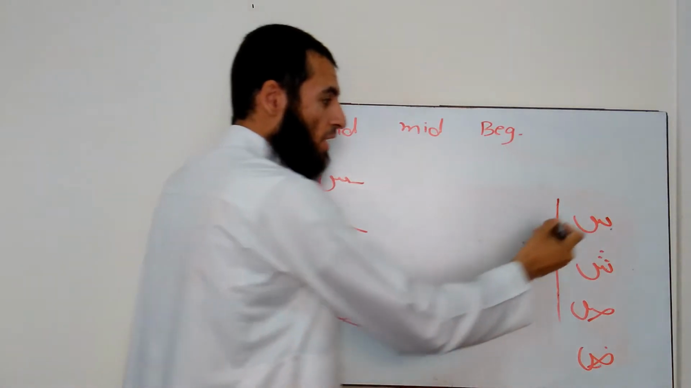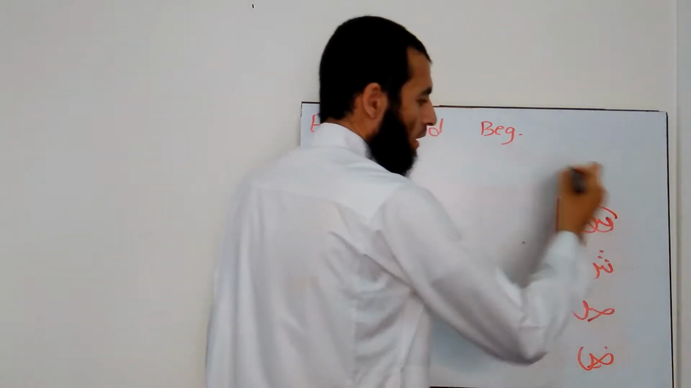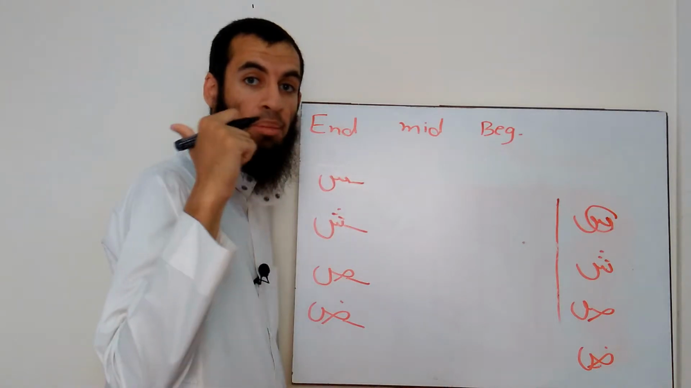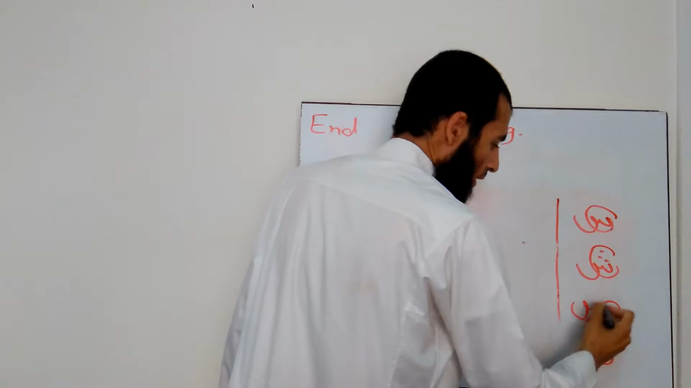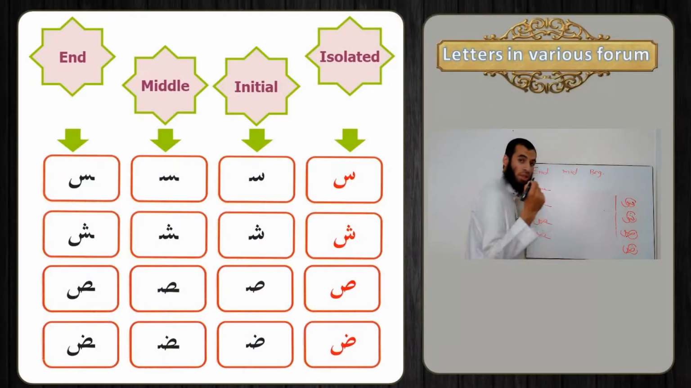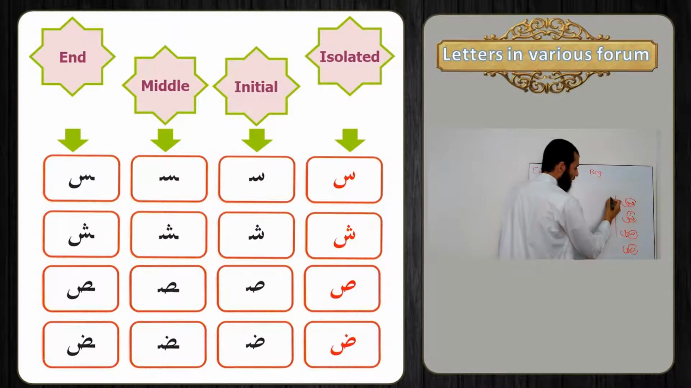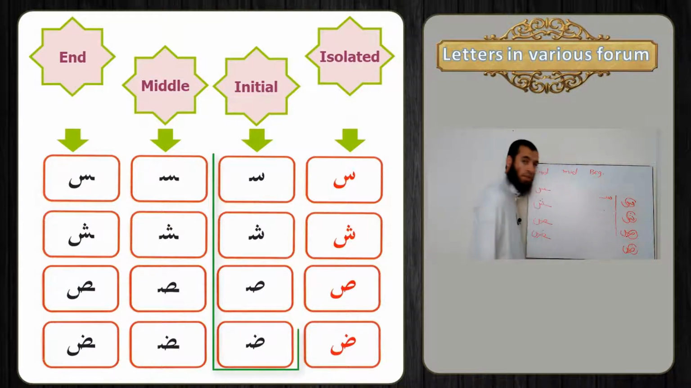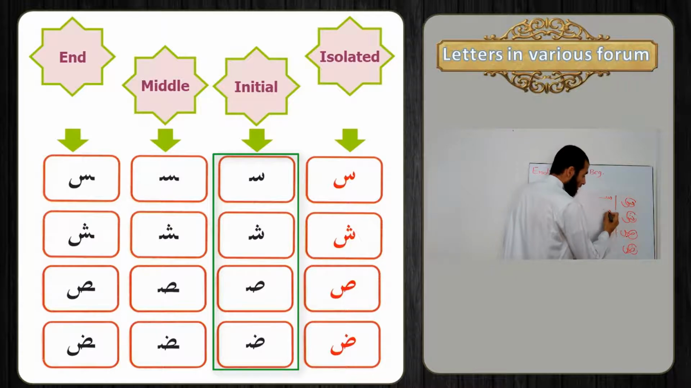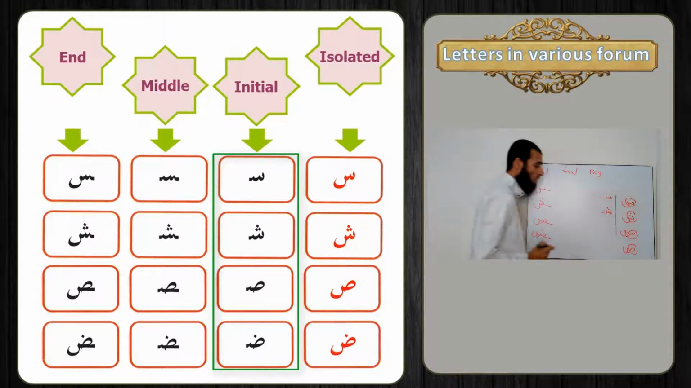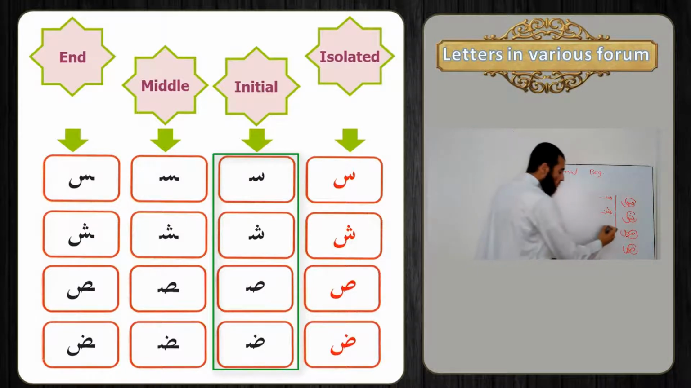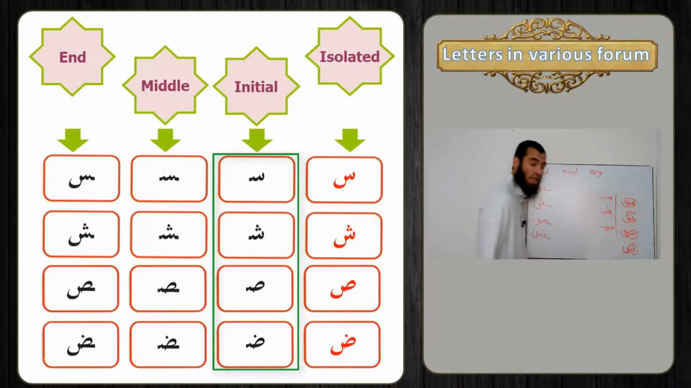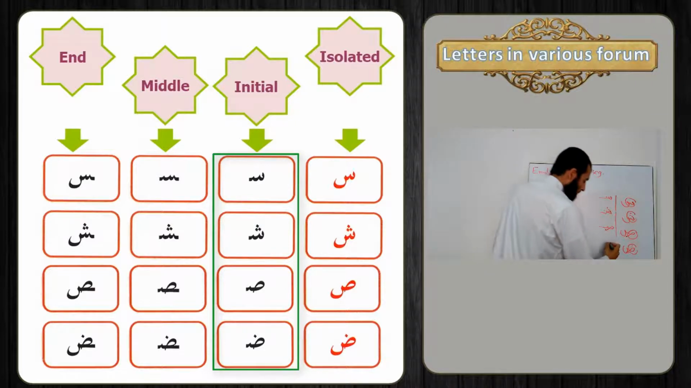We will take the first portion of every letter as we did in letter ba and ta and tha. Okay? So we will take this and this and this. So letter sin will have this shape. Okay? And this is a connection line. Also letter sheen will have the same shape, but it has 3 dots at the top. Letter sad also, and letter dot.